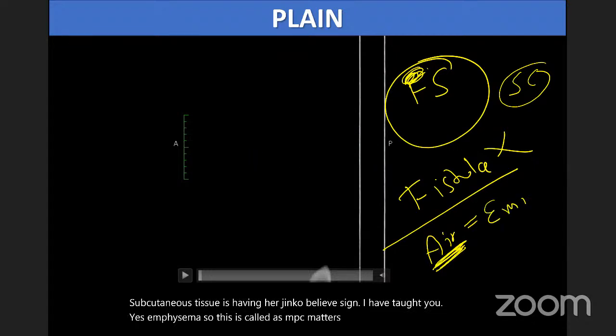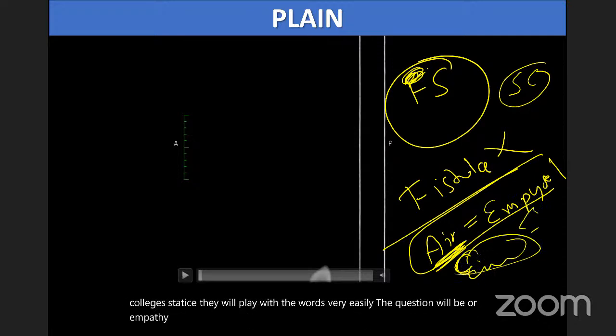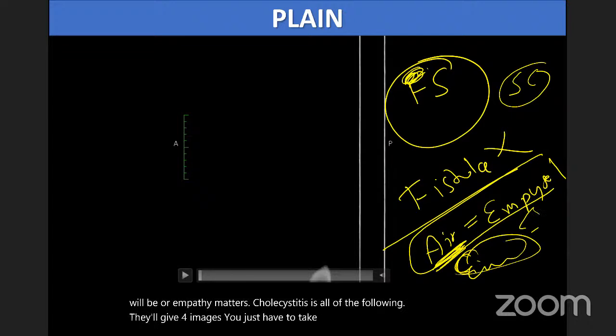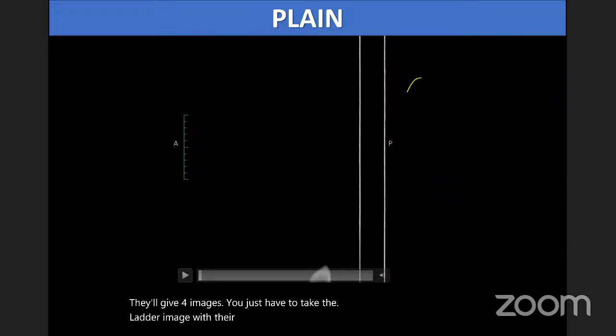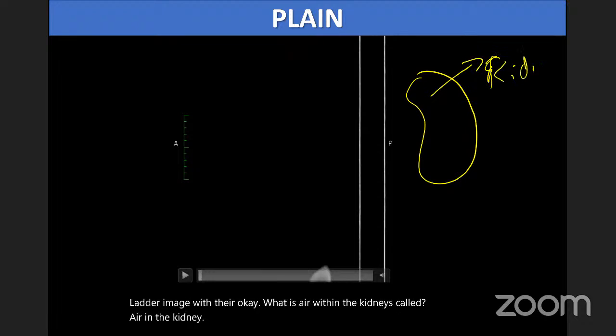Okay. Cholecystitis. See, they will play with the words very easily. The question will be, emphysematous cholecystitis is all of the following. They'll give four images. You just have to take the bladder image with air. Okay. What is air within the kidney called? Air in the kidney.